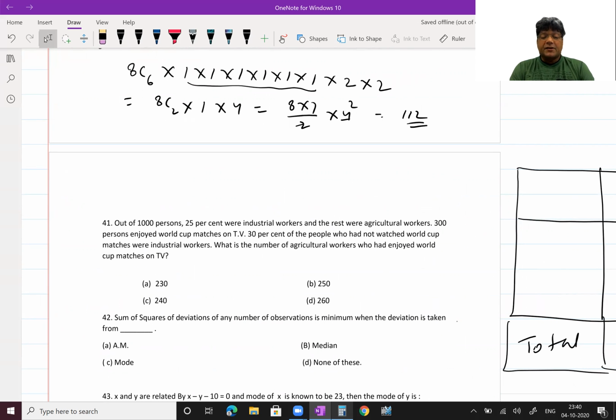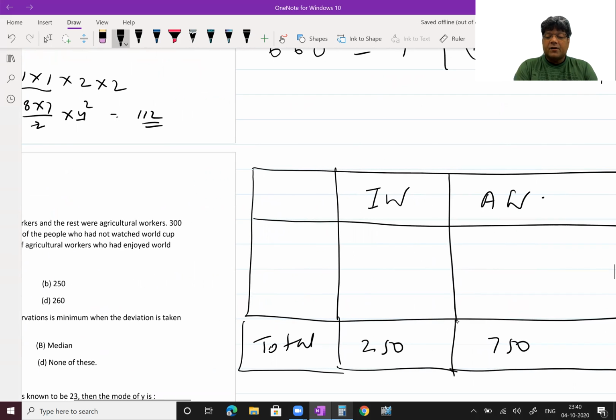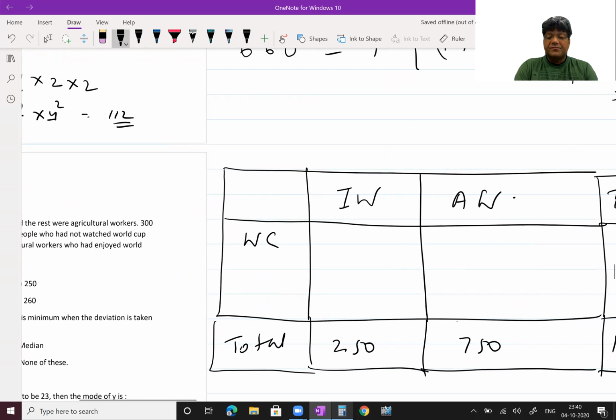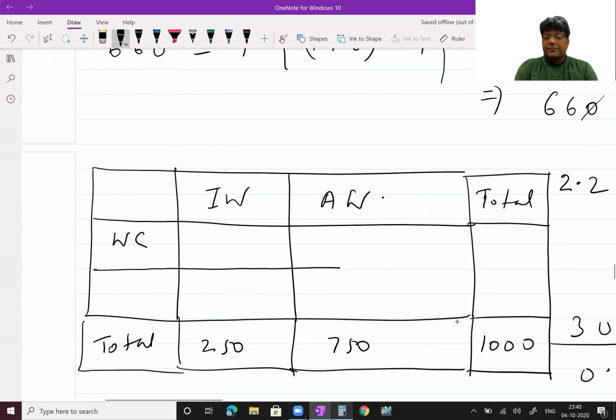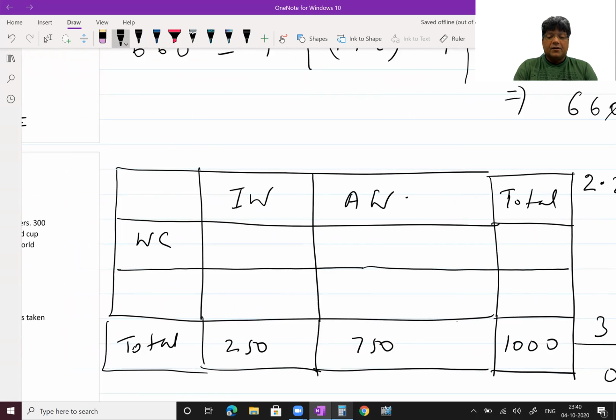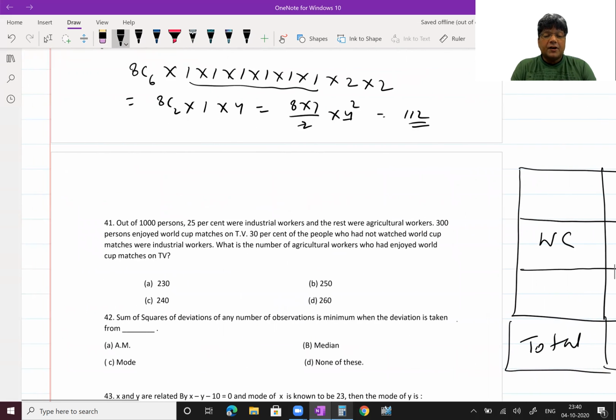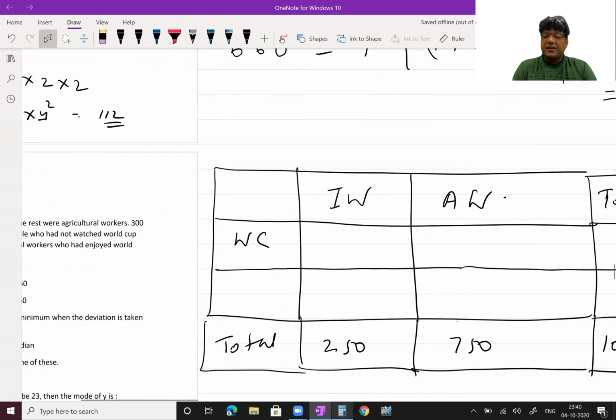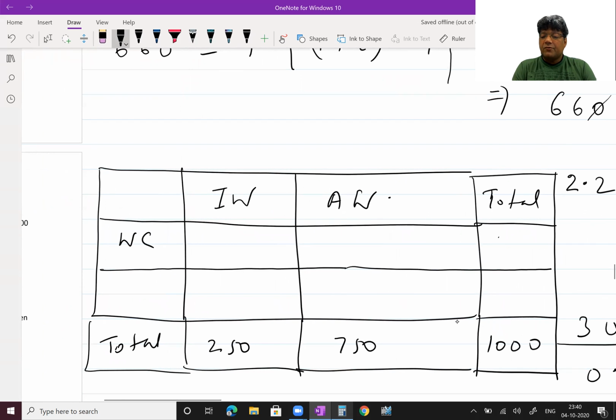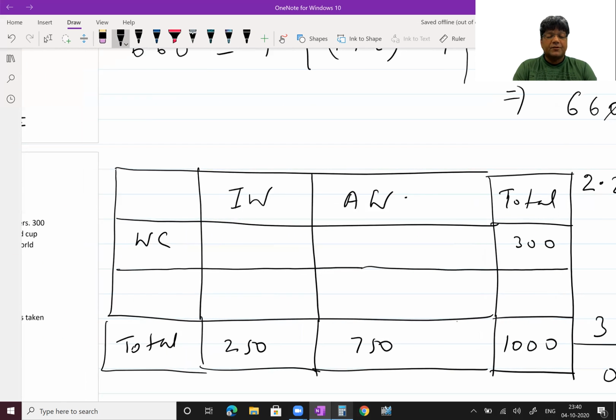Now the next line is 300 persons enjoyed World Cup matches on TV. So I am writing WC, which means World Cup enjoyed. 300 persons enjoyed the World Cup. So total World Cup enjoyed is 300. Okay.